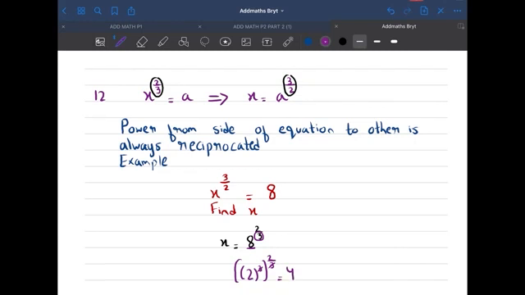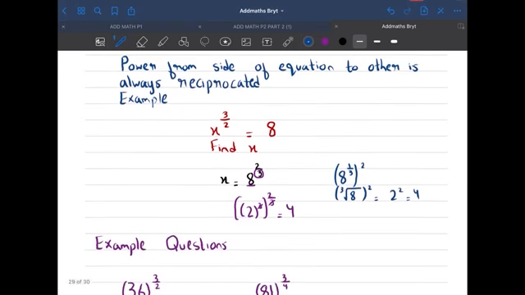There is one more way to do it. Now listen to me very carefully. Can I write like this: 8 power 1 upon 3, whole square? 8 power 1 upon 3 can be written like this, cube root 8 whole square. What's cube root 8 answer? 2. 2 squared is what? 4. So whenever you see such questions, these are the two methods to handle these.